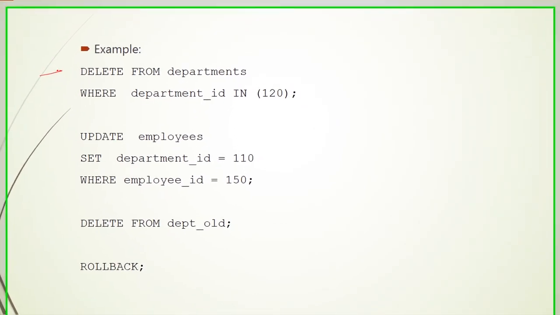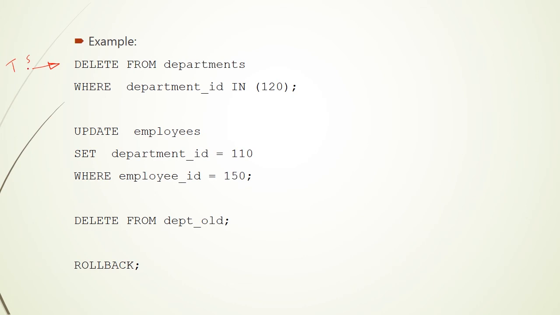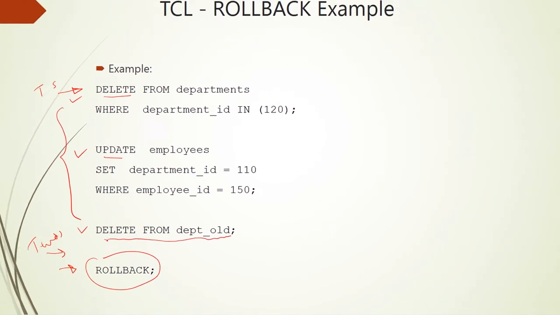Now rollback. This is a delete statement. After running a DML statement, the transaction starts. This is an update statement. By mistake, you run a delete from dept_old and you don't specify a where condition, so all rows are deleted from the dept_old table. To roll back the changes, you run a rollback statement, and here the transaction ends. After running the rollback, all changes performed by this delete statement, this update statement, and this delete statement will be undone or rolled back, because this is one transaction.